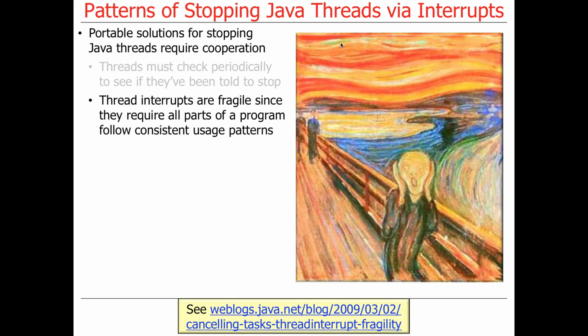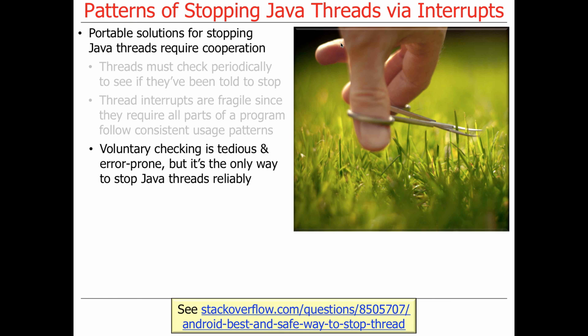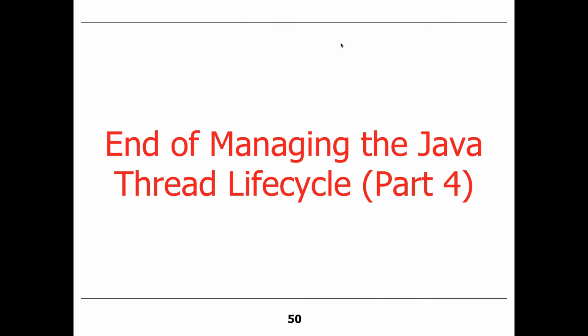So it would be nice if there was some other way to do it, but in Java, voluntary checking is the way to go, right? It's tedious, it's error-prone, you get yourself into trouble, but it's really the only way to stop Java threads in a reliable way. So it's good to get in the habit of doing it. And that's, of course, why your assignments give you a chance to learn how to do that. OK, so that's the end of that lesson.